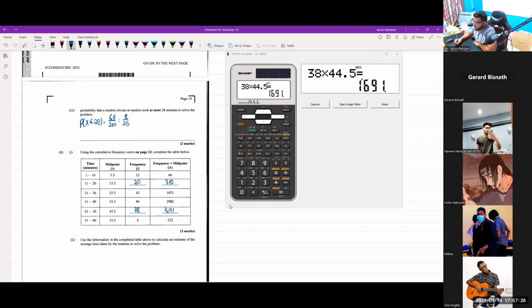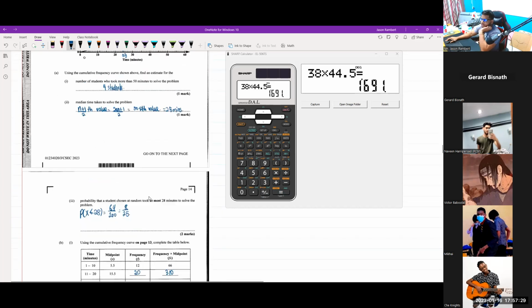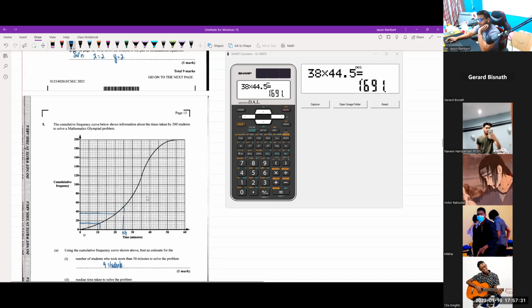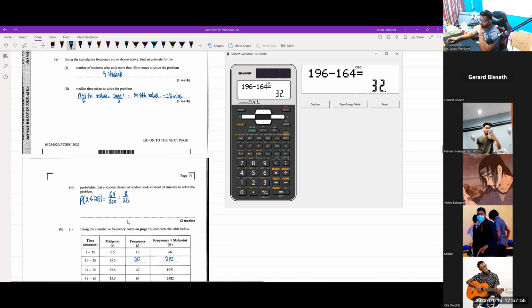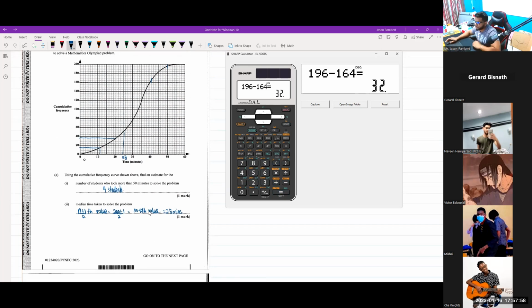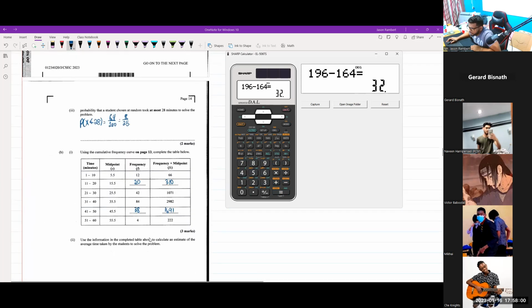I wish I could see 41 to 50 student time. 41 is over here. The 50 is up here. Well, we know 50 minutes is 196. So 41 minutes is looking like 166, 164. So 32 for 41 to 50, right?